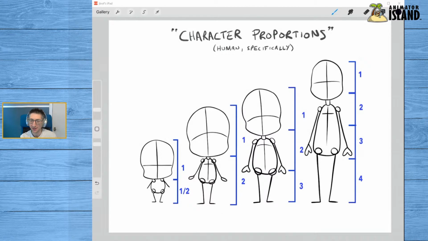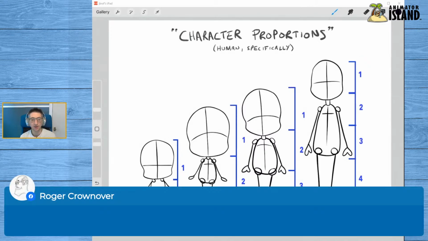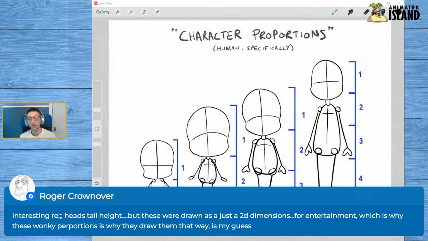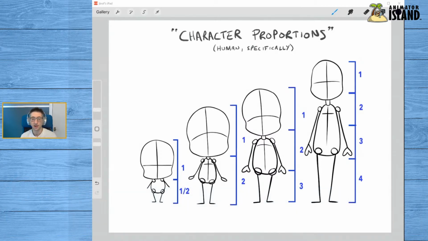We have something in the chat. Roger says, interesting, heads tall height, but these were drawn just as 2D dimensions for entertainment, which is why these wonky proportions is why they drew them that way, is my guess. Yes, so the image that we just saw regarding heads tall is a very artistic and stylized version of things. It's not full realism because we're talking about things that are pushed because we're talking about art.